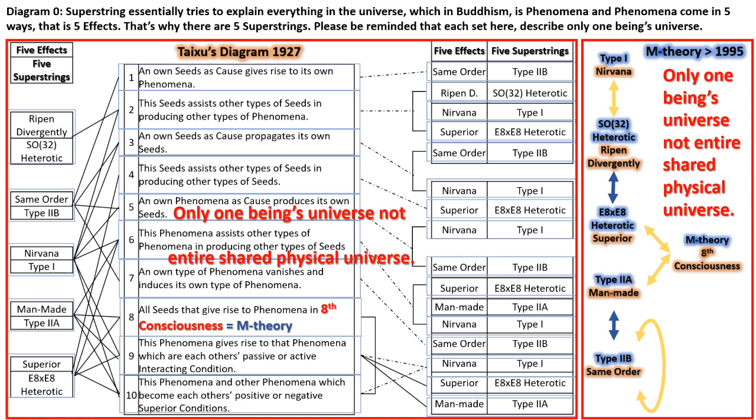On the right is the duality diagram of M theory drawn after 1995, 68 years after Taisu's diagram, with 5 superstrings. Similarly, each of the 5 superstrings is tagged with the corresponding 5 effects. Note that each set of the 5 effects is about just one conscious being. It is a being's universe, not the entire co-created shared physical universe. This is something string theorists have yet to realize.